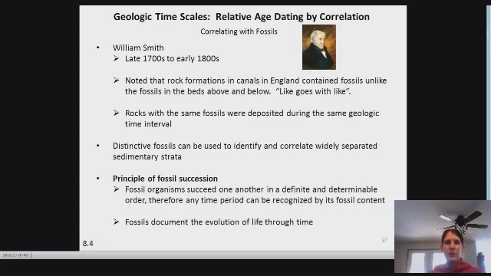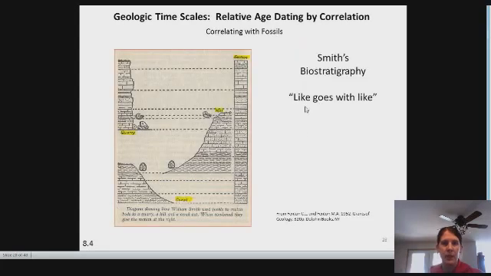So when we use fossils, we need to understand the principle of fossil succession. Fossil organisms succeed one another in a definite and determinable order. Therefore, any time period can be recognized by its fossil content. Fossils actually document the evolution of life through time, which is why we're able to use these as a really good correlative tool. So this is just showing his biostratigraphy that he drew up of the difference in the fossils and the layers.